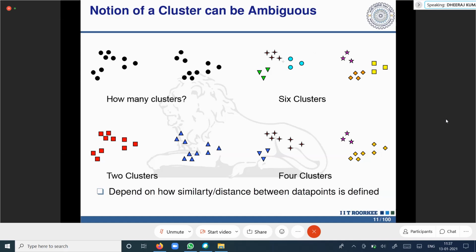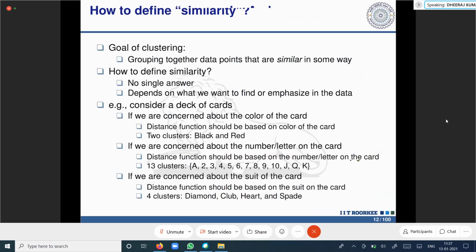So how do we define similarity? The goal of clustering is to group together points which are similar in some way. So how do we define similarity? For that, there's no single answer. It would depend on what we want to emphasize in the data, or what we want to find in the data, or what is more important for our application.